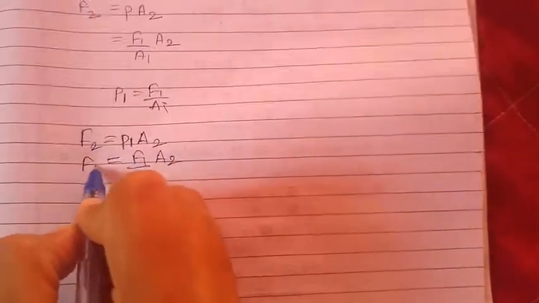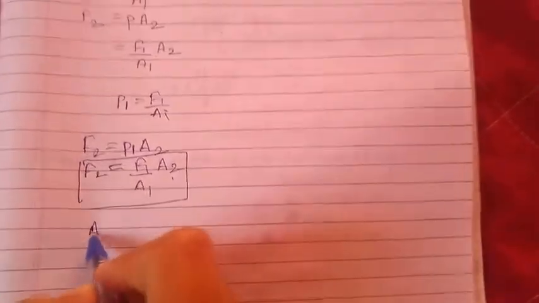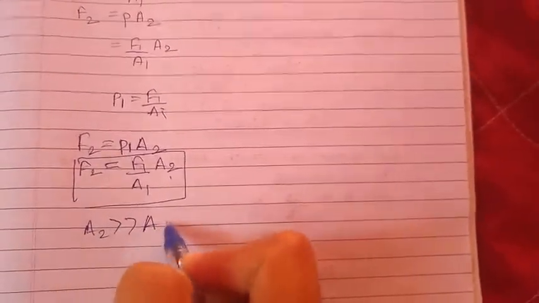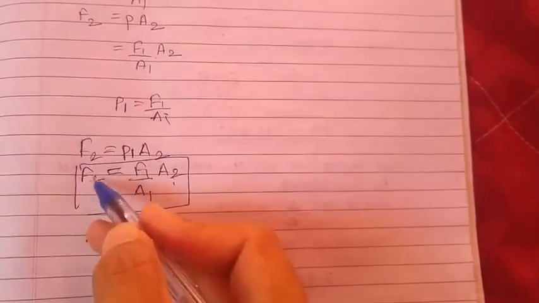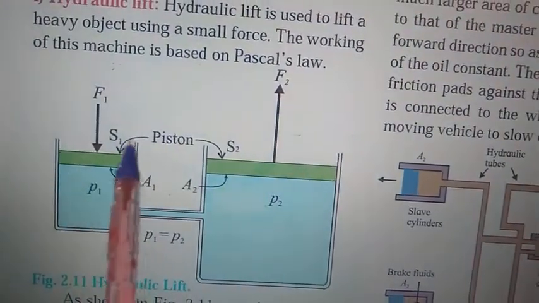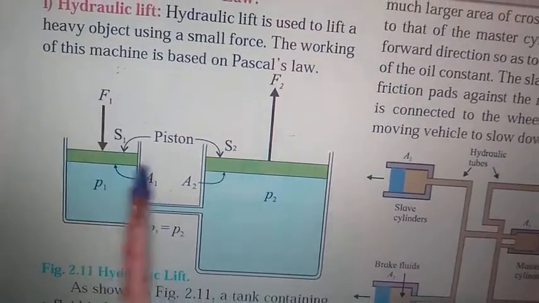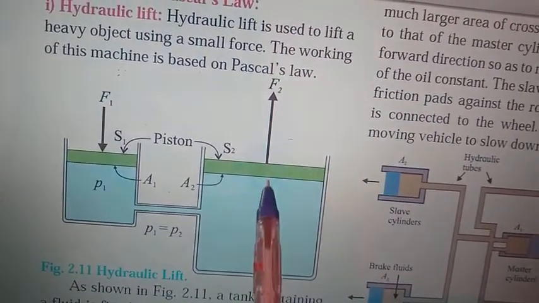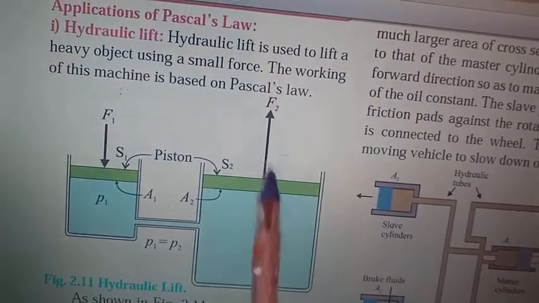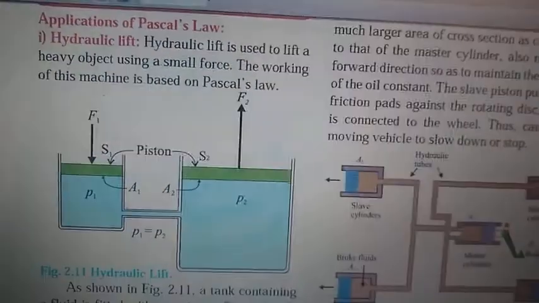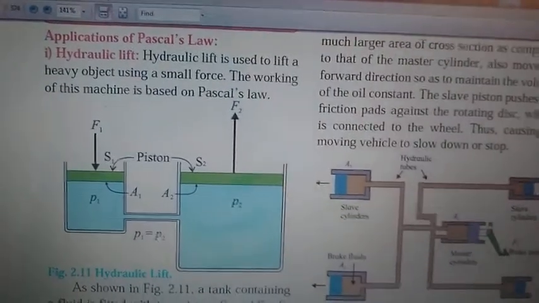We had considered that the cross-sectional area A2 should be very much greater than A1. So now as A2 is very much greater than A1, this force F2 is very much greater than force F1. So by applying a small force F1 on this piston, you can lift a heavy object which is placed on this piston S2, that is upwards. So this is basically called a hydraulic lift.